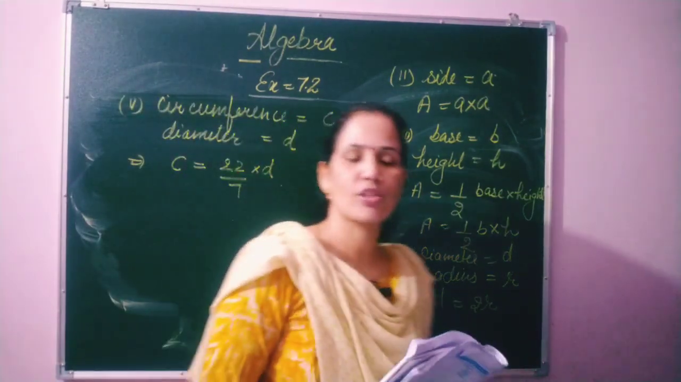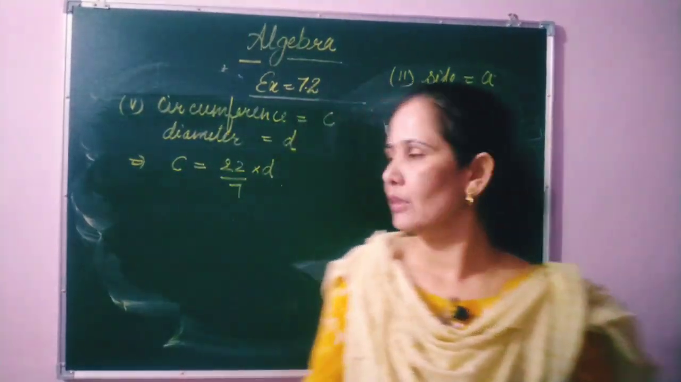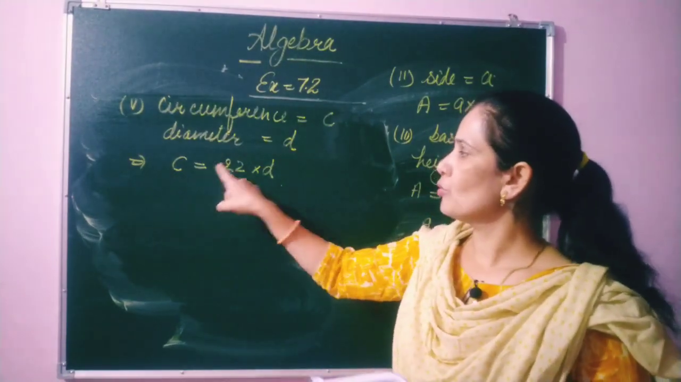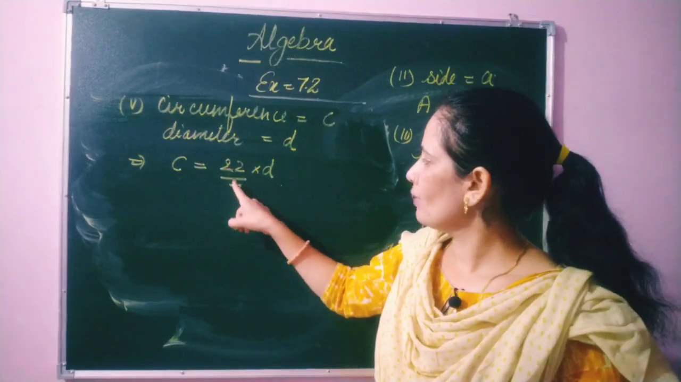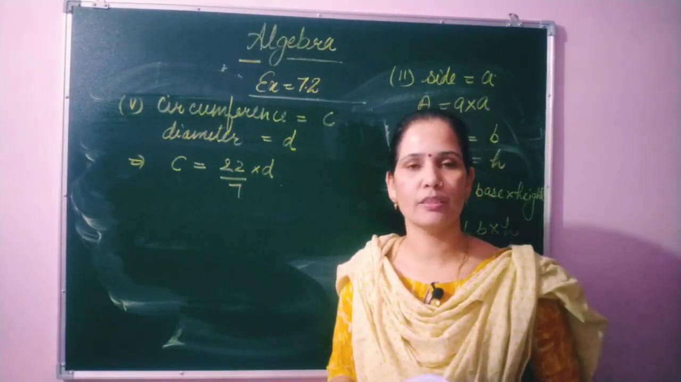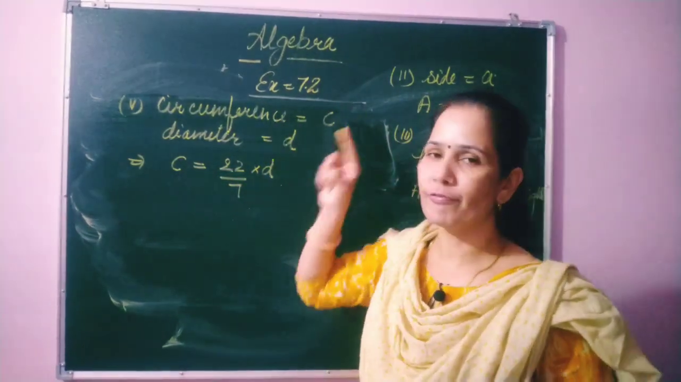This is the formula we generalize. Circumference equals 22 by 7, where 22 by 7 is the value of pi. So 22 by 7 multiplied by D. So this is the formula to find the circumference.